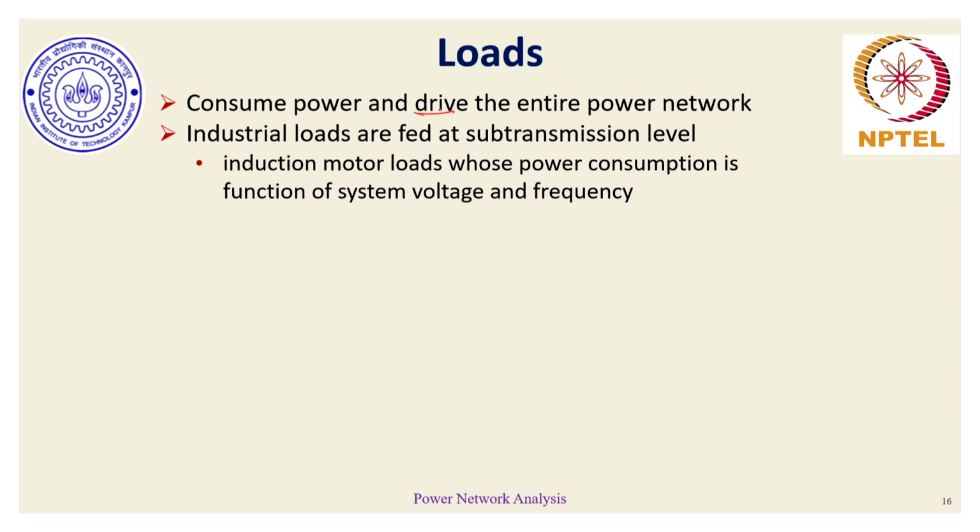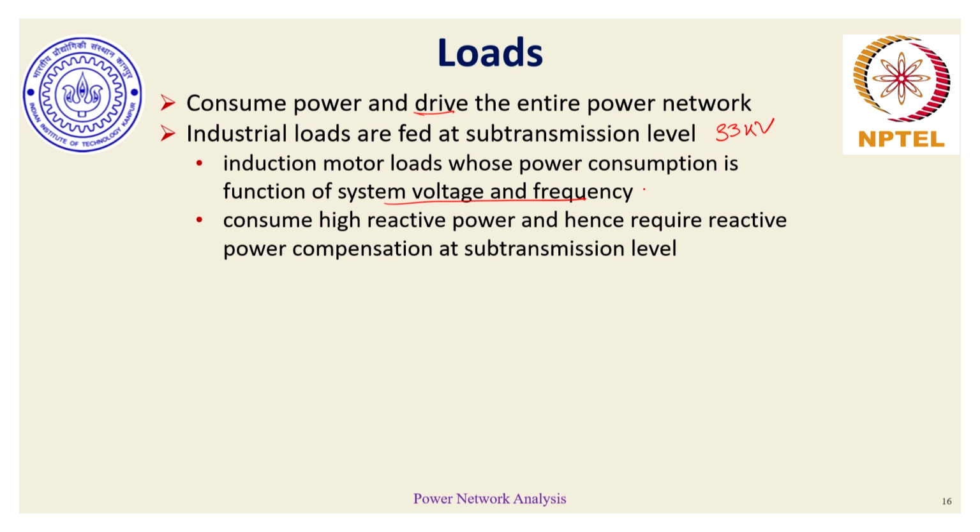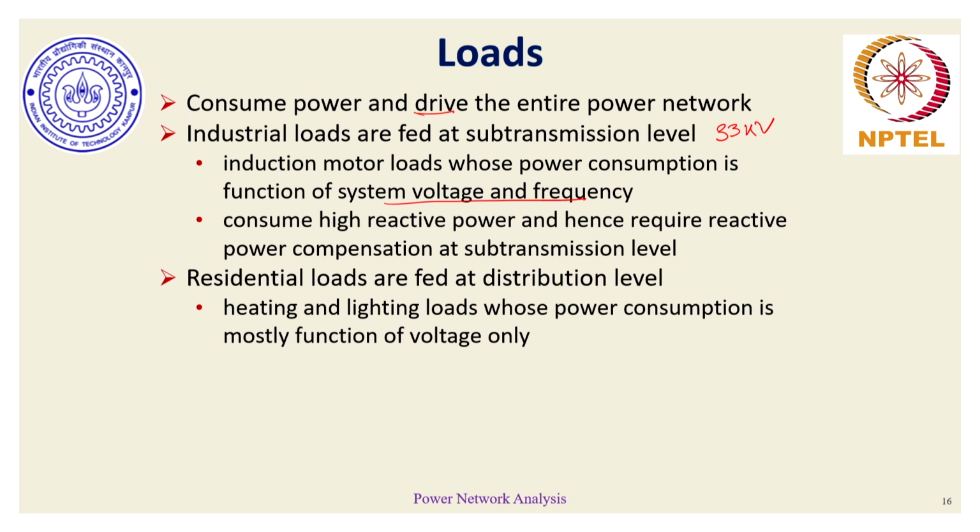We have different forms of loads. Industrial loads are usually supplied at the sub-transmission level, which is typically 33 kV three-phase line-to-line. They involve mostly induction motor loads, whose power is a function of both system voltage and frequency. We will talk about it more in the power flow analysis module. Mostly such industrial loads consume a high amount of reactive power, so reactive power compensation is needed mostly at the sub-transmission level.